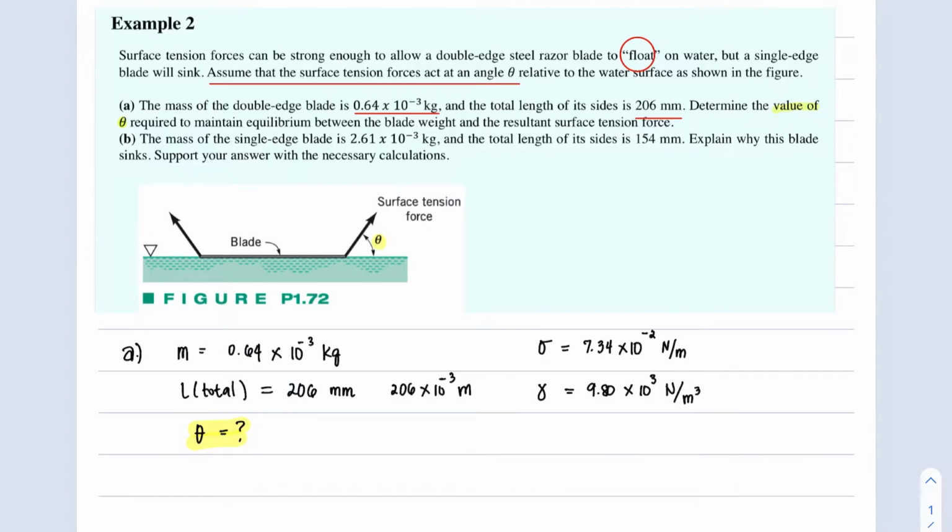For case B, this is the case for a single edged blade with a mass of 2.61 times 10 to the negative 3 kilograms and having a total length of its side equal to 154 millimeters. You have to explain why this blade sinks, and you have to support your answer with the necessary calculation.